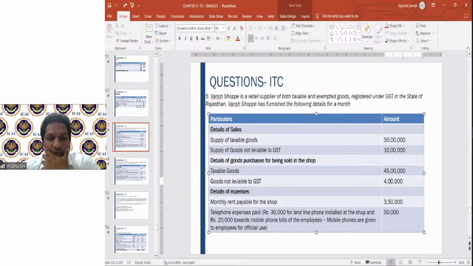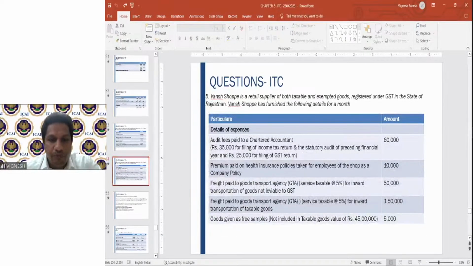The next one, monthly rent payable at shop is 3,50,000. Here also, though the rate is actually 18%, don't get confused, because you have to take what is given in the question. In the question, it says assume it is 12%. So we take it as 12% only, that is CGST, SGST. On this also you have to take. Then telephone expenses paid: 30,000 for landline phone and 20,000 for mobile bill. It doesn't matter whether it is landline or mobile, it is used totally for business. Total 50,000 into 12% again, 3,000 CGST, SGST.